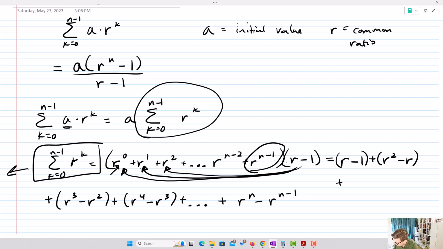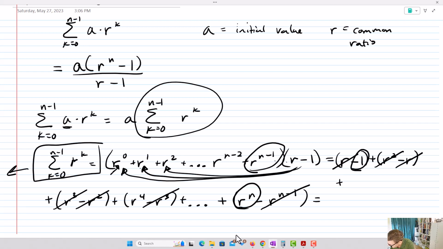And if I look, I actually have a pattern here, and sometimes this is what we do in math. We look at these patterns. I see a plus r and a minus r. I have a plus r squared and a minus r squared. And a plus r cubed and a minus r cubed. I'm going to do that all the way down until I get rid of everything except this plus r to the n, because there's no minus r to the n, there's nothing added on the end, and this minus 1. So this is going to equal r to the n minus 1, and that's what we've got left over.